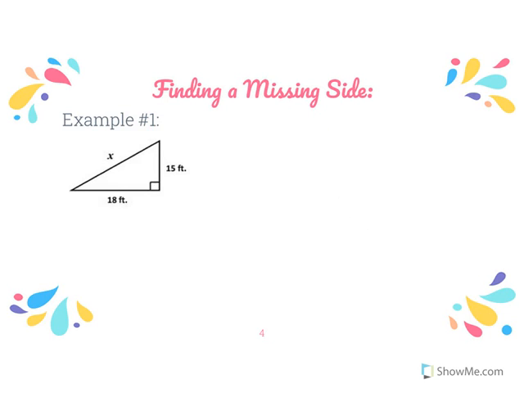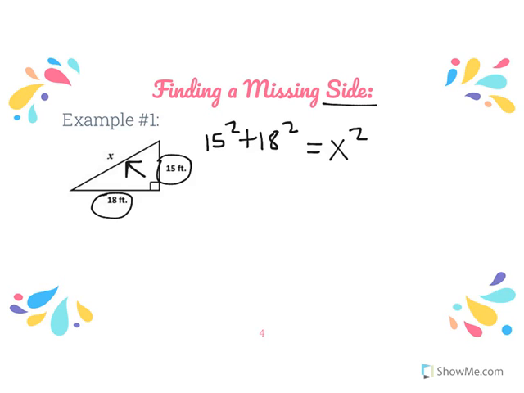Alright, so let's go ahead and actually look at how we would use the Pythagorean theorem. We're going to be finding a missing side here. We see that the x is on one of the sides. So we need to identify which values we have. This x is directly across from the 90-degree angle. So that means that that is our hypotenuse. So I'm just going to write x squared as my hypotenuse. And then we're going to use these two values as our legs. It doesn't matter which one is A or B, we're just going to do 15 squared and 18 squared.